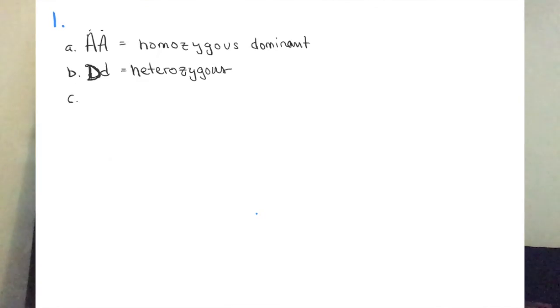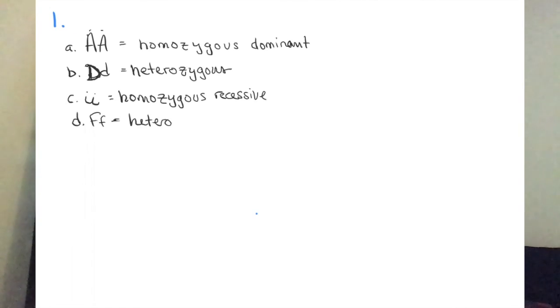C shows little i, little i, and we know that those are lowercase, and so this person would be homozygous for the recessive. And then D is another example of a heterozygous. You can abbreviate these if you want. That's something that I do. Sometimes I just do HD, HT, and HR, or R. Sometimes, abbreviating these things helps me out.